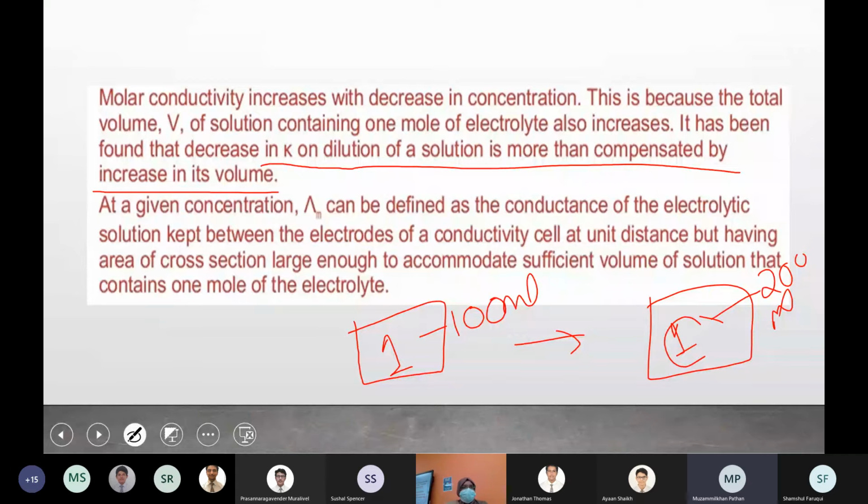Because as per the definition, what is molar conductivity? Conductivity for 1 mole of electrolyte, right? Just check the definition. It is conductivity divided by molar concentration, or you can say K into 1000 by M. So here conductivity divided by the molarity concentration. So finally the answer will be conductivity per mole. That is what you will get.